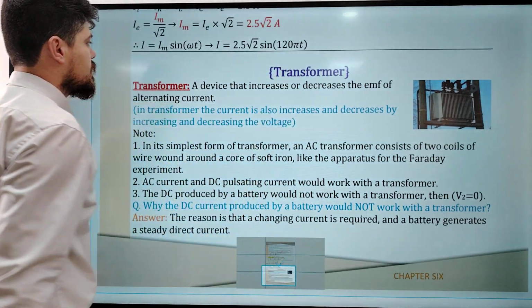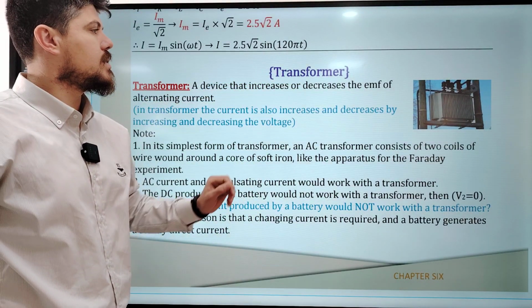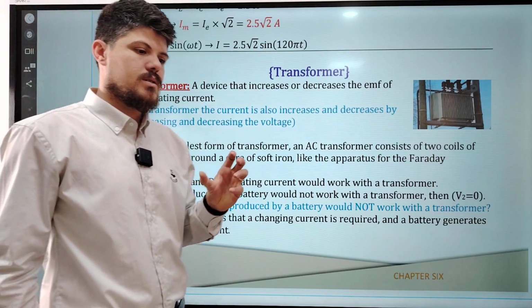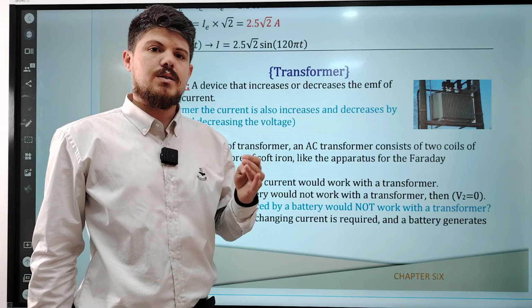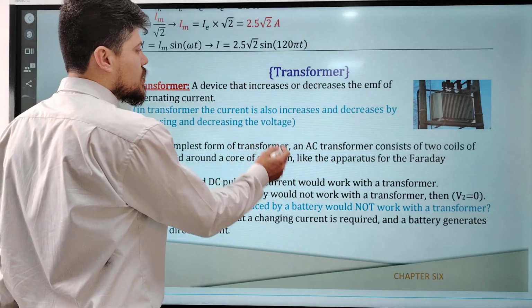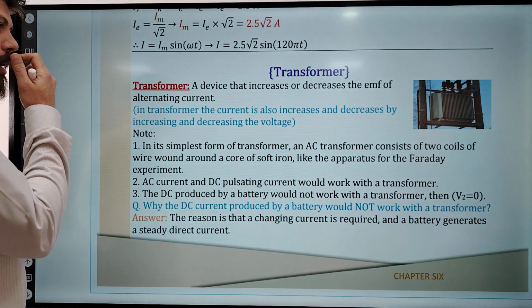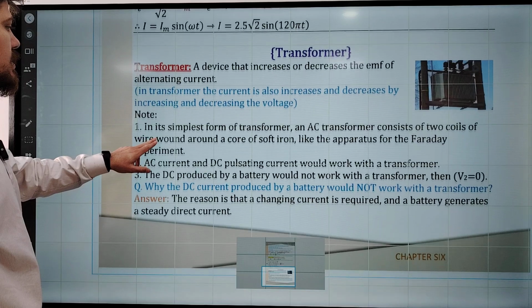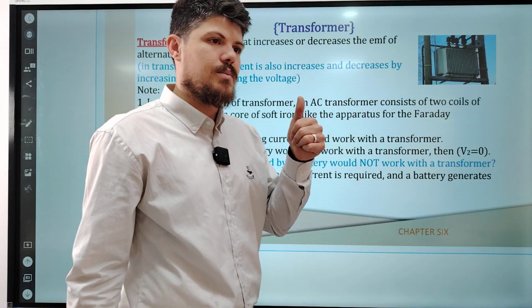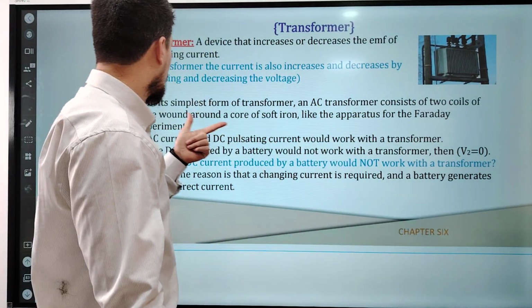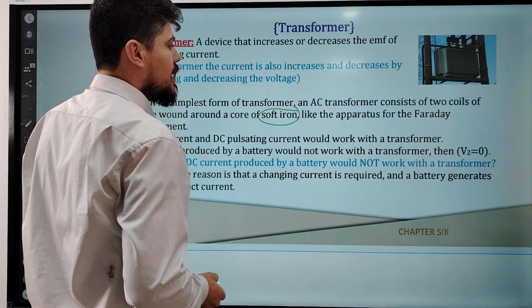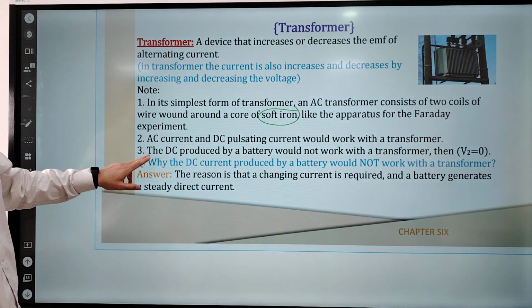This is the definition of transformer: a device that increases or decreases the EMF of alternating current. So when the potential difference changes, according to Ohm's law, the current also changes. But in transformer, the current also increases and decreases by increasing and decreasing the potential difference. In its simplest form, an AC transformer consists of two coils, primary coil and secondary coil, around a core of soft iron, like the apparatus of the Faraday experiment.